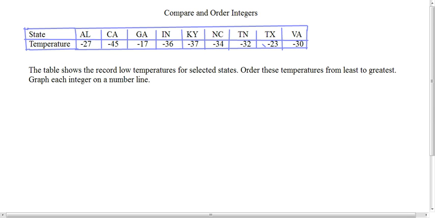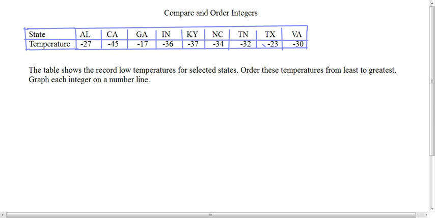Okay, now that you're back, let's take a look at what the problem is asking us. We have a table, and the table shows low temperatures for selected states. So what we want to do is order these temperatures from least to greatest. Now we could say that the actual temperatures are in Fahrenheit. That's pretty much what we are used to. So let's just call them in Fahrenheit.